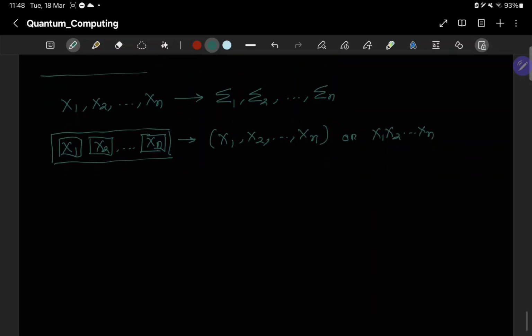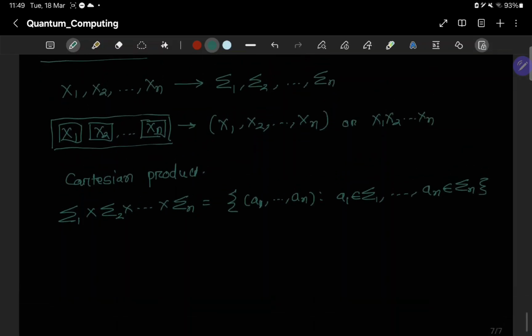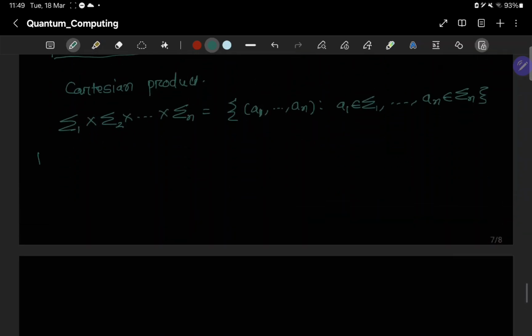Now if we consider the classical state set of this compound system, it will be the Cartesian product again. And we can generalize the formula as sigma 1 cross sigma 2 up to sigma n, which is the set of all tuples (a1, ..., an) such that a1 belongs to sigma 1 and so on, up to an belonging to sigma n, right? So let's take an example to clarify this point.